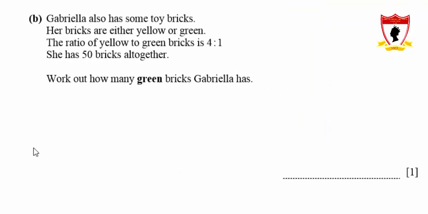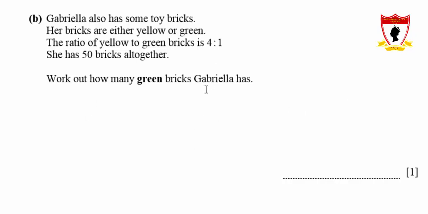Gabriella has also some toy bricks. Her bricks are either yellow or green. The ratio of yellow to green bricks is 4:1. It means 4 yellow bricks to 1 green brick. She has 50 bricks altogether. Work out how many green bricks Gabriella has.